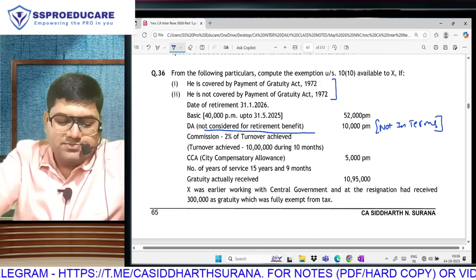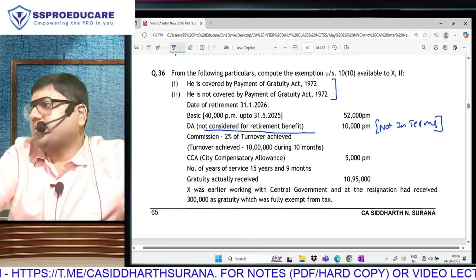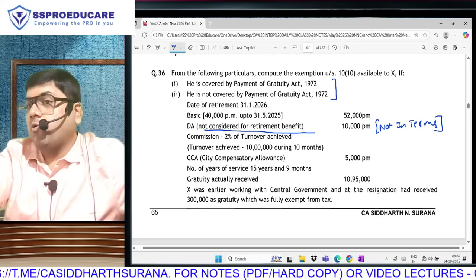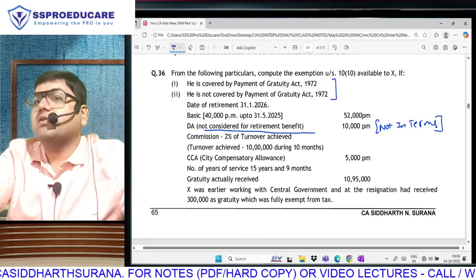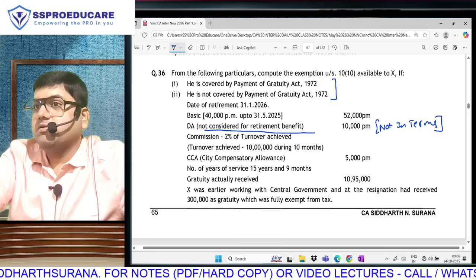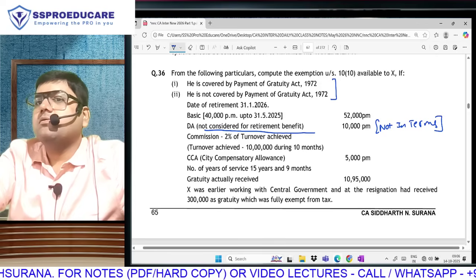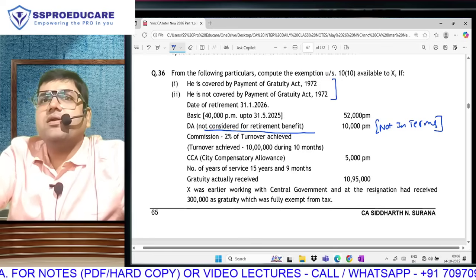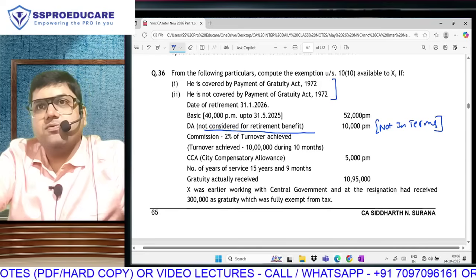Next. City compensatory allowance is 5,000 per month. What is city compensatory allowance? Whenever your employer sends you to work in some other city away from home, he will compensate you by giving some extra amount for that month. City compensatory allowance. Where will we take this? In POGA or non-POGA? No. It is not there. This is given only to entertain you. Only to confuse you. Okay.